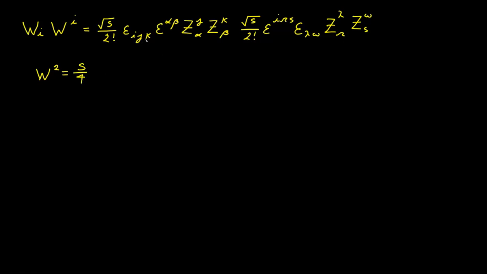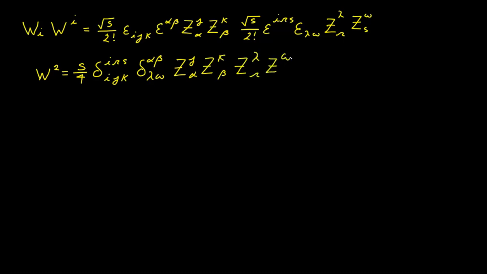And then epsilon ijk combined with epsilon irs is delta irs ijk. And then epsilon alpha beta with epsilon lambda omega is delta alpha beta lambda omega. And then we've got all of the shift tensor terms. Z, J alpha, Z, K beta, Z, lambda R, and Z, omega S.